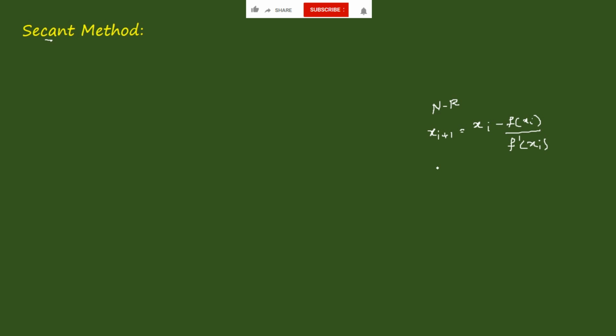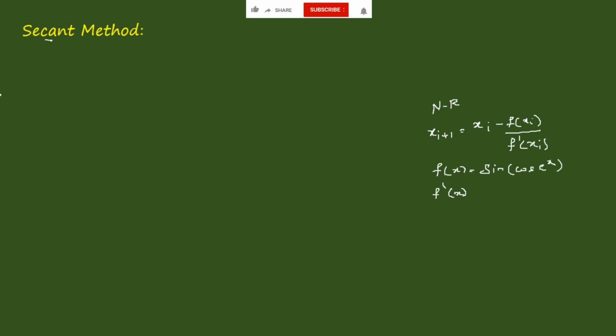But if you have a function f of x like sine, cos, e power x, and you have this particular format, then it is very difficult to find the f dash of x. In such cases we use the secant method.